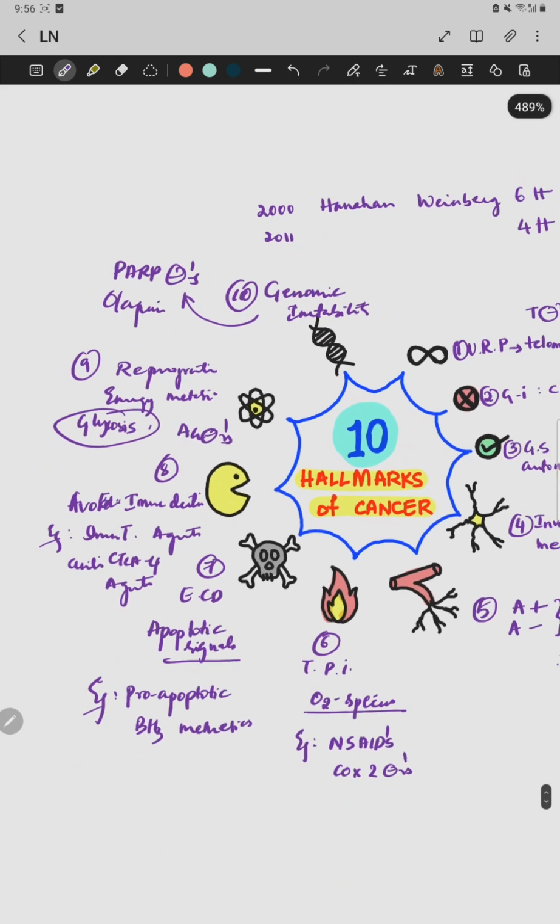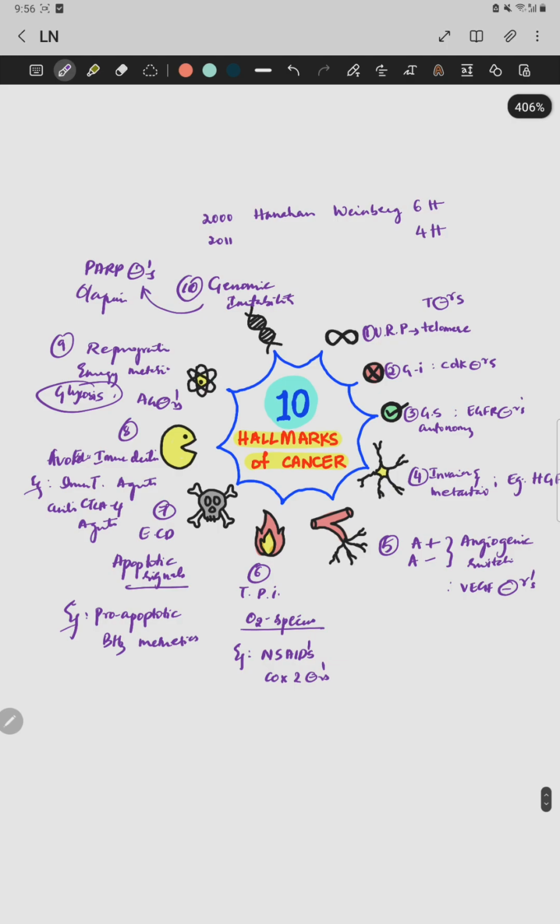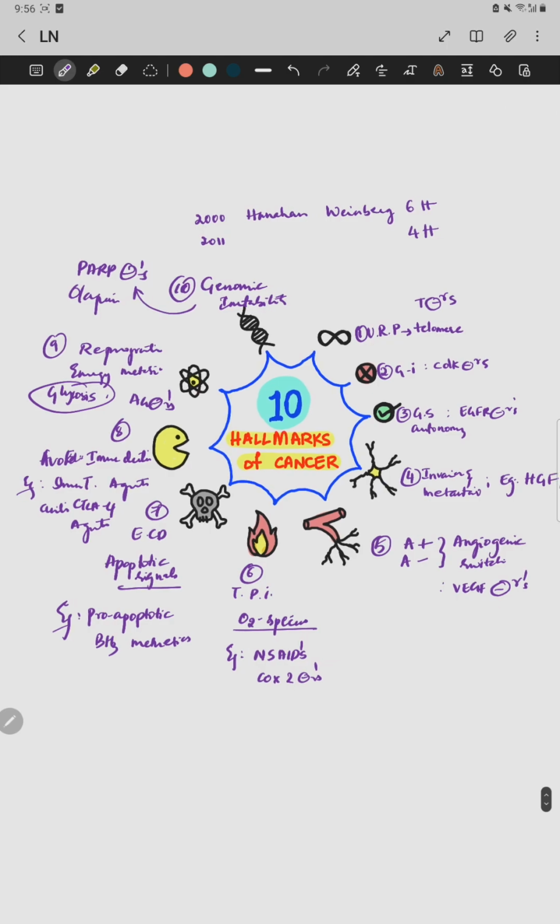So in a gist, these are the 10 hallmarks of cancer. First is unlimited replicative potential. Second is evasion of growth inhibitory signals. Next is growth signal autonomy, then invasion and metastasis, then angiogenesis, then tumor promoting inflammation, evasion of cell death, avoiding immune destruction, reprogramming energy metabolism, and genomic instability.